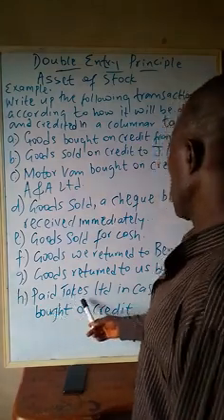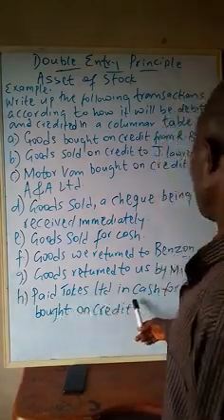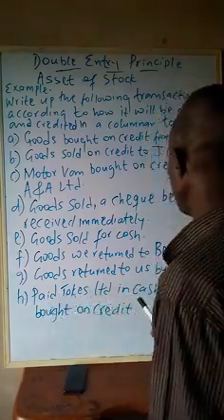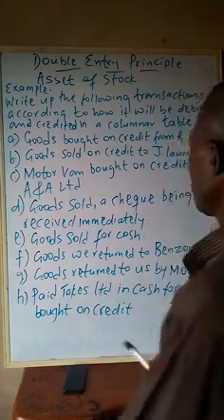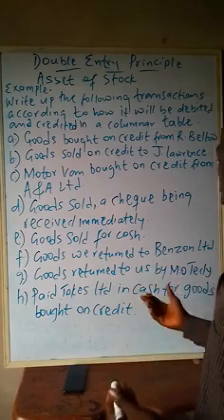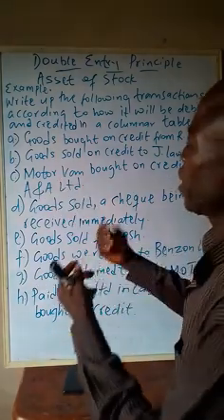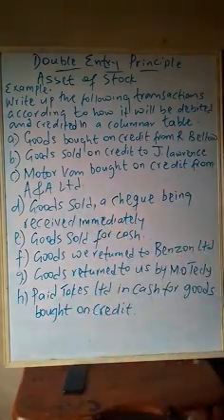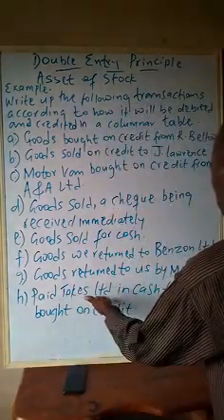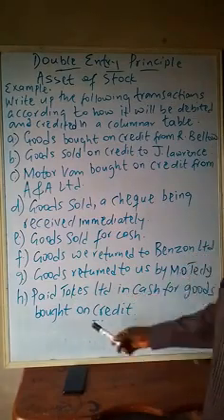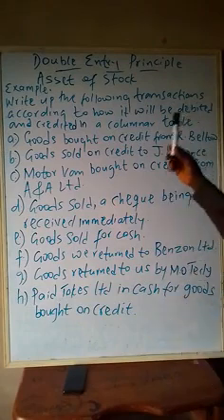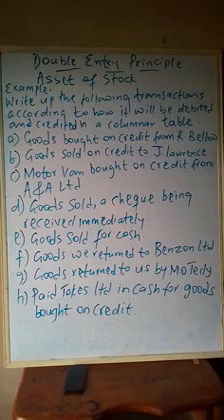H. Paid Tokes Limited in cash for goods bought on credit. How do we pay him? We pay him in cash. That means cash is the outflow here. And who do we pay? We pay Tokes Limited. That means Tokes Limited is receiving, cash is given out. You debit Tokes Limited account and you credit cash account. And that is the interpretation of the question.